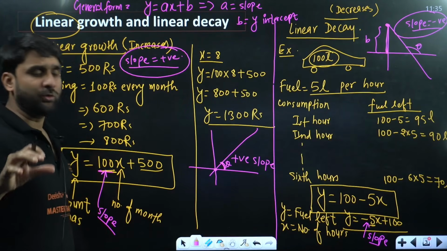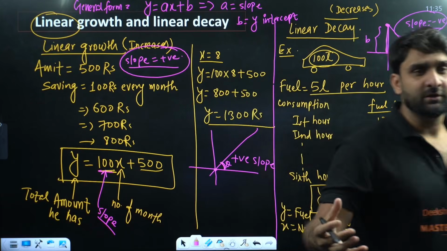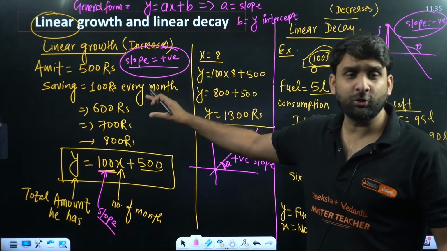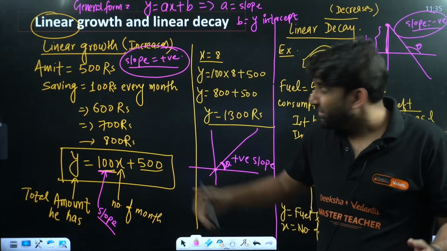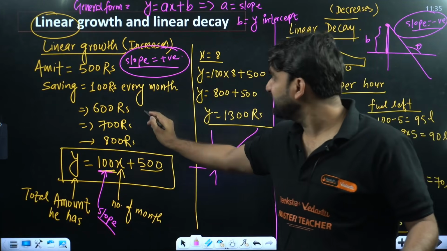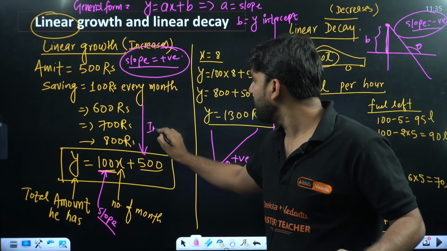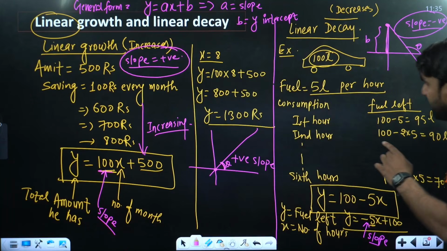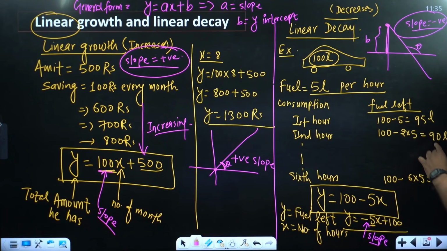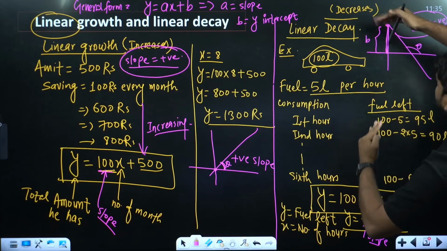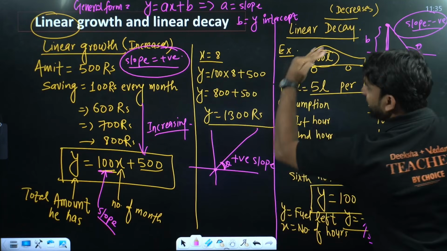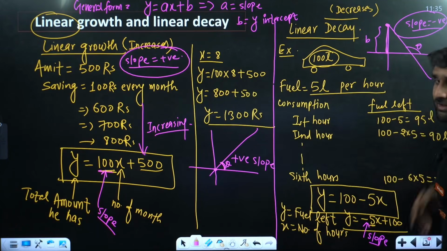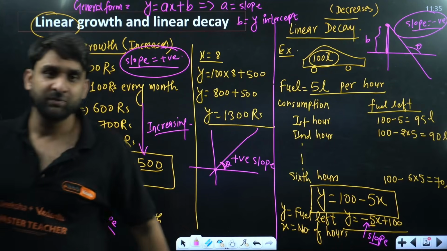So my dear, what I want to tell you guys here, in linear growth, slope is positive. Why? Look, saving is increasing. The numbers are increasing. And here, can you see 95, 90, 70? The values are decreasing. And if something is decreasing, the line will go down. This is going down, and this is increasing, and this is called linear growth and linear decay. I hope this is clear to you all.